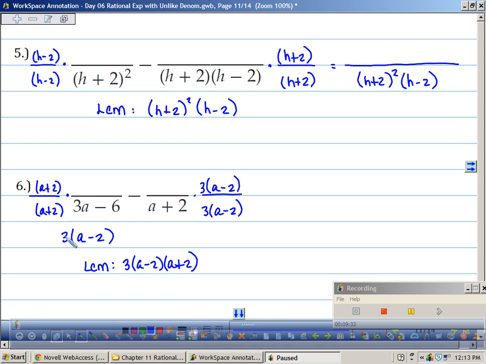Doesn't this side already have a 3 and an A minus 2? So all it needs is an A plus 2. And this side, all it has is A plus 2, so we have to multiply it by 3 and A minus 2 so that it gets all of this. Then I would have a common denominator of 3 times A minus 2 times A plus 2.